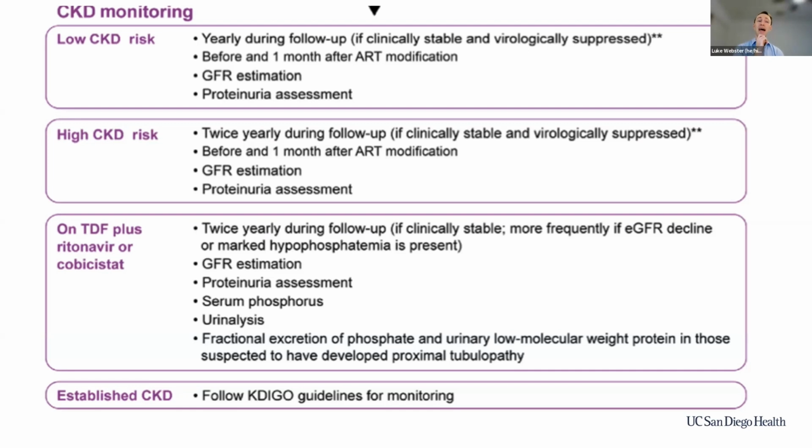And then if they happen to be on TDF plus ritonavir or cobicistat, these patients probably need a little bit closer monitoring. So that includes adding serum phosphorus in. That includes your proteinuria assessment. And that includes at least twice a year follow-up, maybe more if you start to notice any lab abnormalities that could be related to the tenofovir.